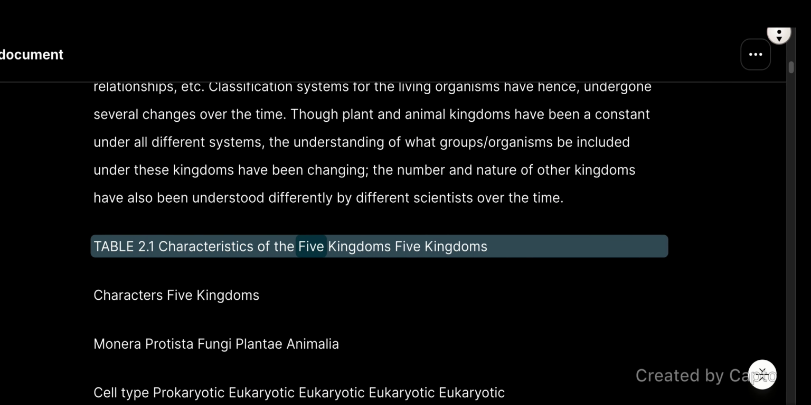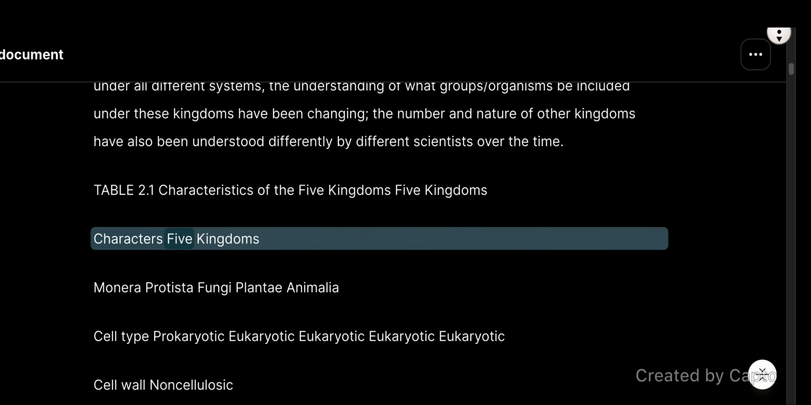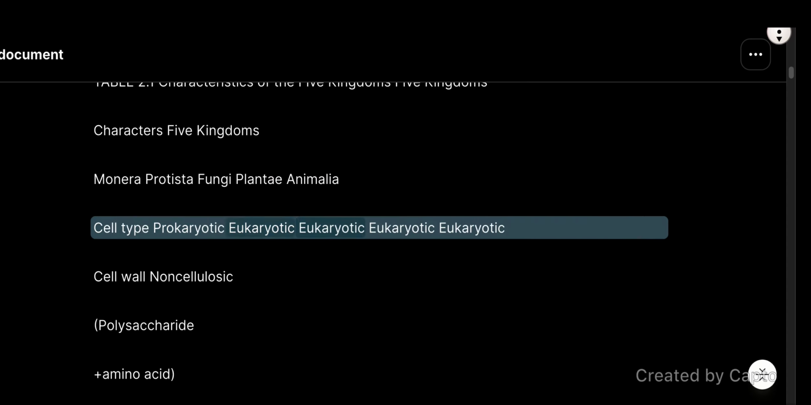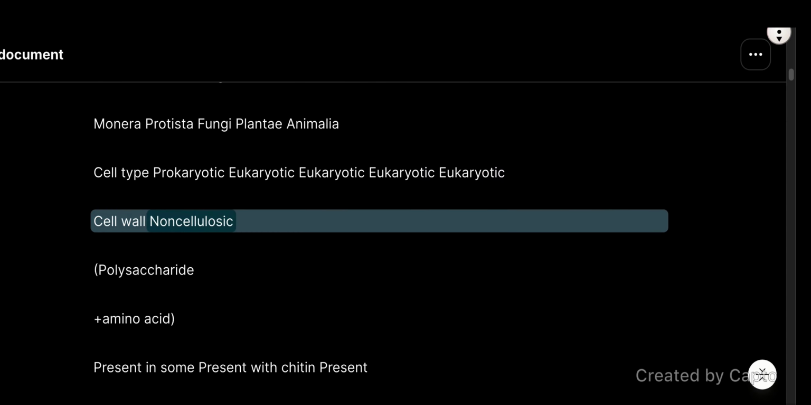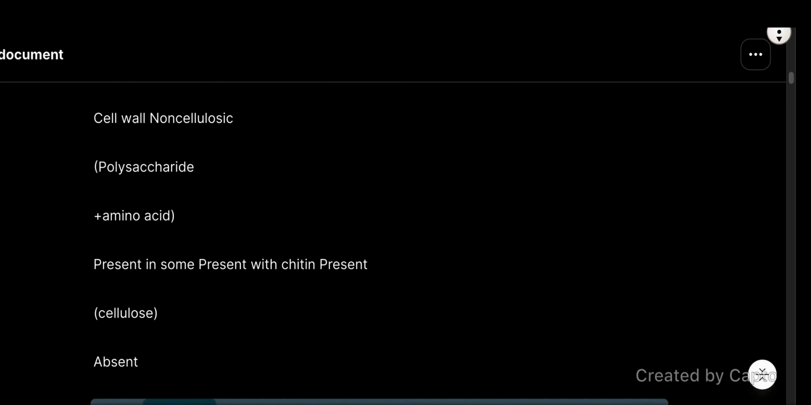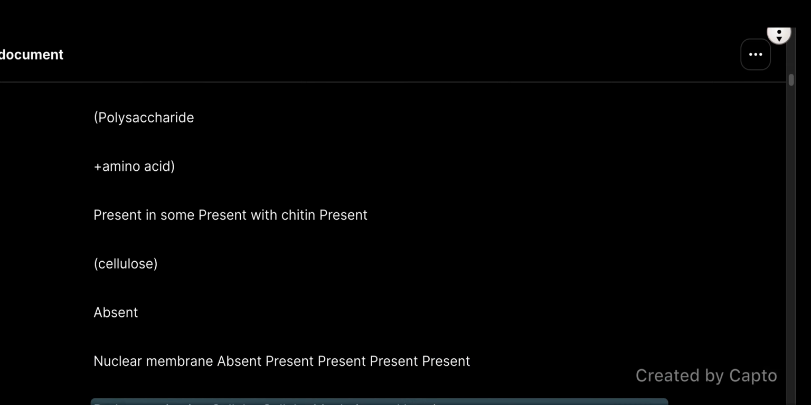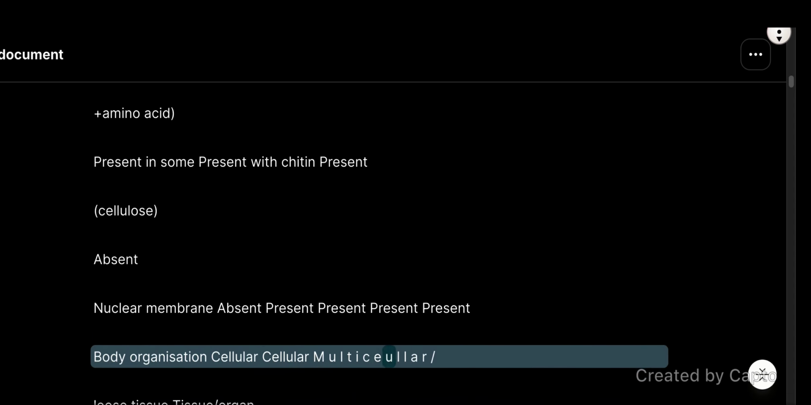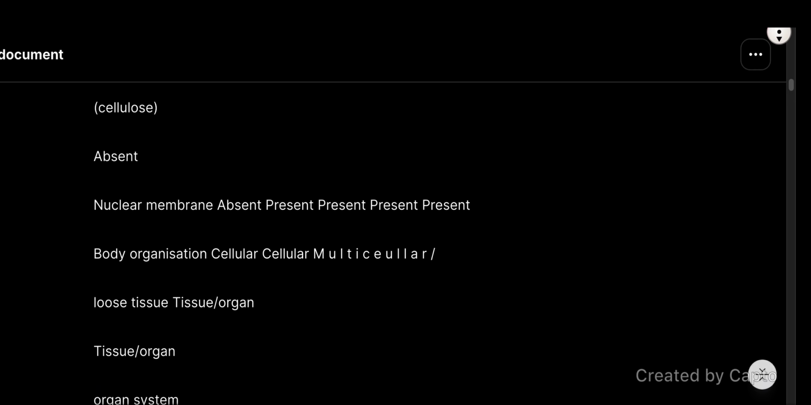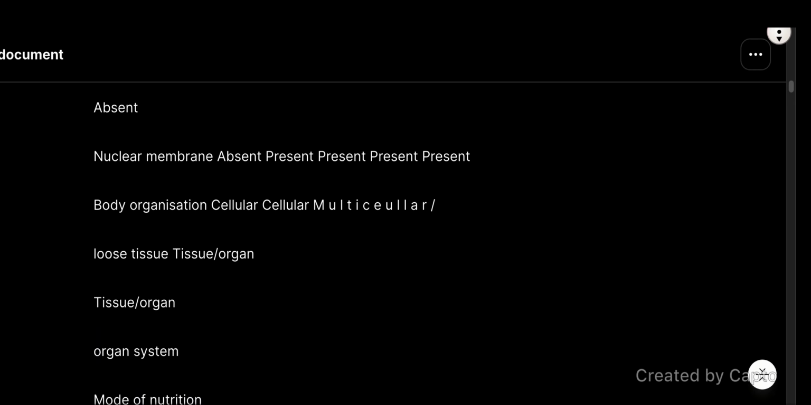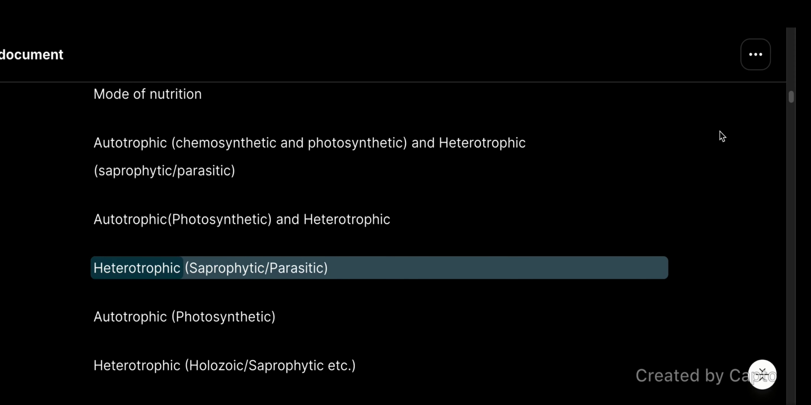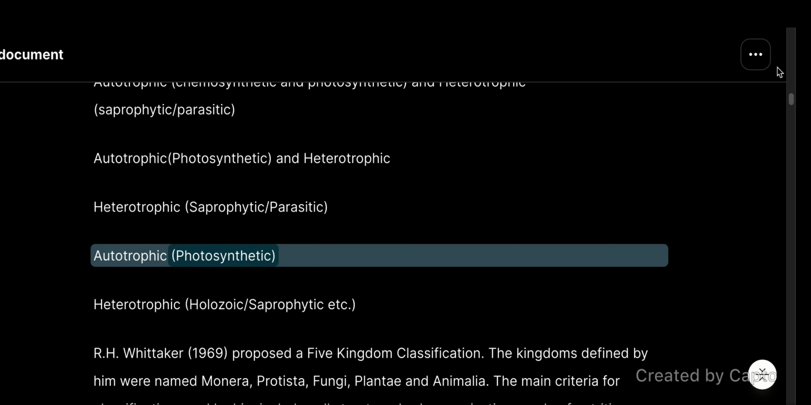Table 2.1 Characteristics of the 5 kingdoms. Kingdoms: Monera, Protista, Fungi, Plantae, Animalia. Cell type: prokaryotic, eukaryotic, eukaryotic, eukaryotic, eukaryotic. Cell wall: non-cellulosic polysaccharide and amino acid in Monera, present in some Protista, present with chitin in Fungi, cellulose in Plantae, absent in Animalia. Nuclear membrane: absent in Monera, present in the others. Body organization: cellular, cellular, multicellular with loose tissue, tissue and organ, organ and organ system. Mode of nutrition: autotrophic, chemosynthetic and photosynthetic, and heterotrophic in Monera; autotrophic, photosynthetic and heterotrophic in Protista; heterotrophic, saprophytic, parasitic in Fungi; autotrophic, photosynthetic in Plantae; heterotrophic in Animalia.